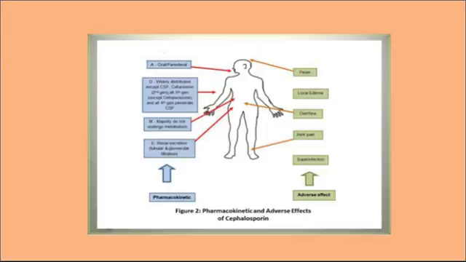So how do they work? The first generation cephalosporins inhibit the cell wall synthesis and usually are bactericidal.